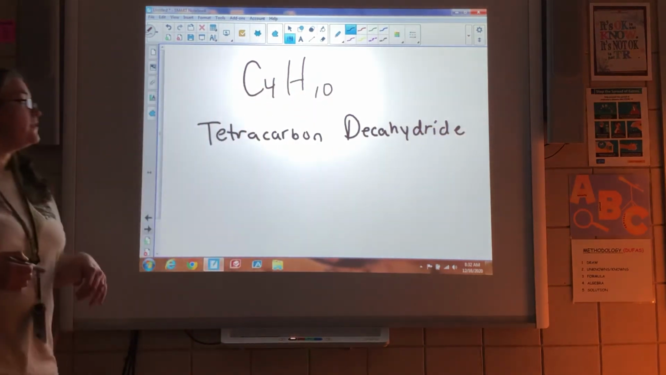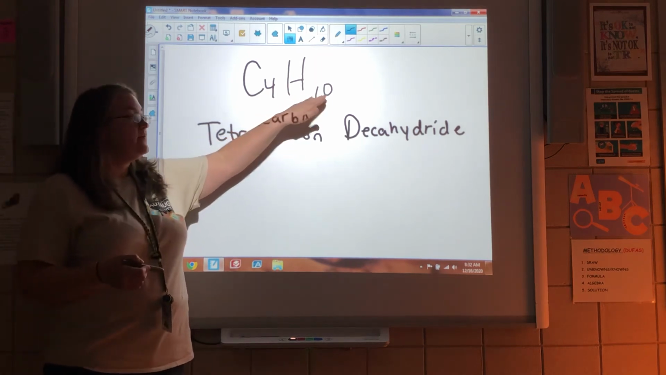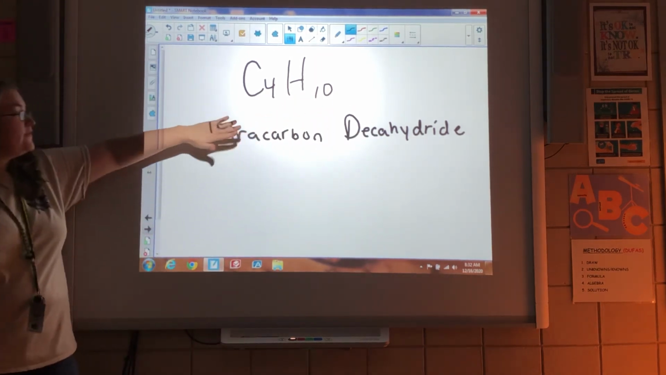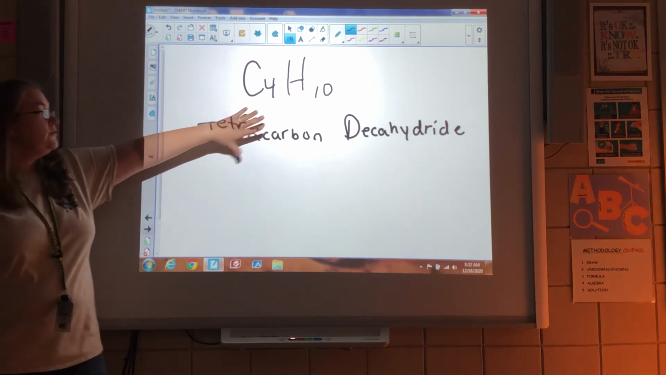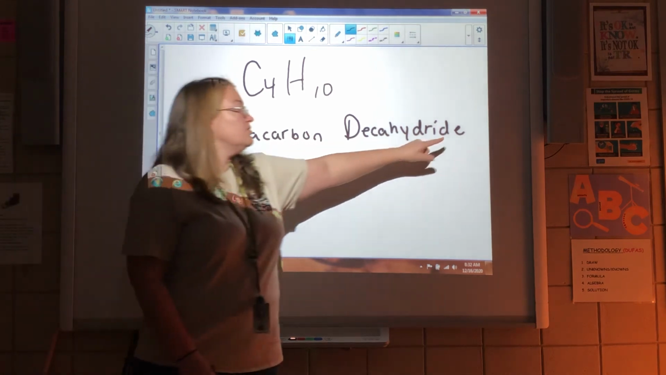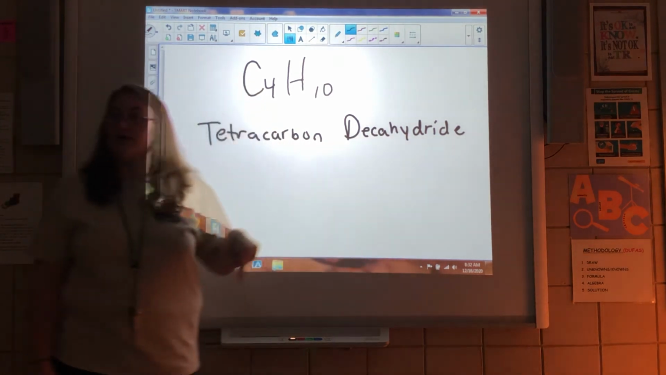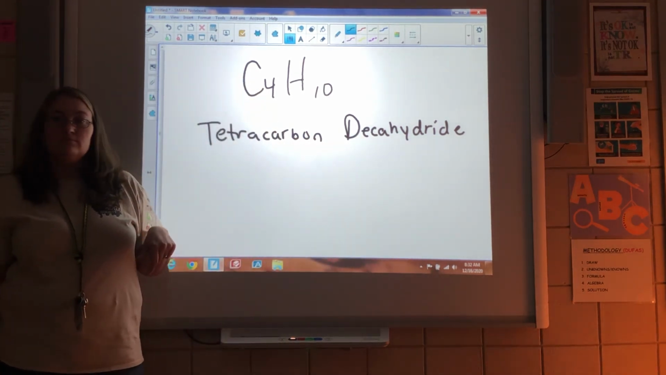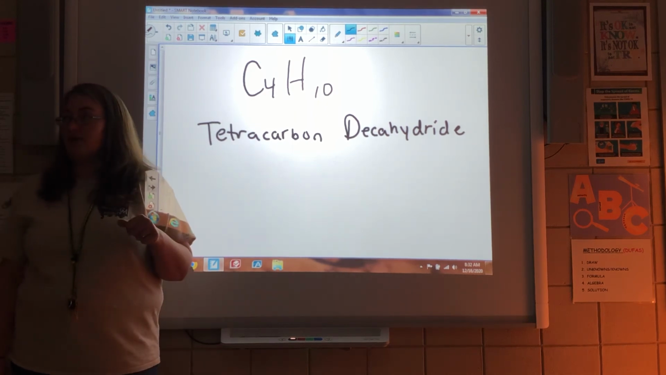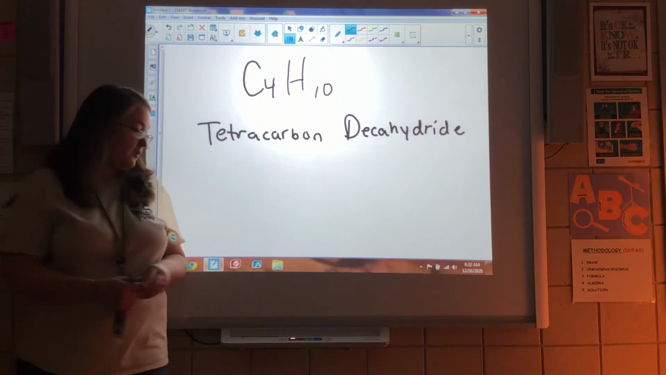So it's easy rules to follow. You're just putting the prefix for the number in front of the element, whether it's the first element or the second. You don't use the prefix mono on the first one. You leave the element name on the first one the same. You don't do anything with it. You change the ending on the second one to IDE. Any questions? Pretty simple, right? Pretty straightforward? Okay.